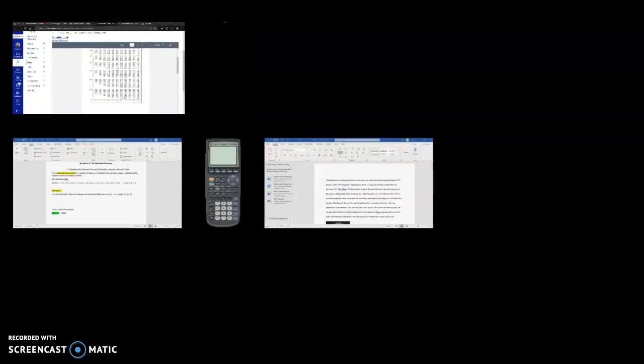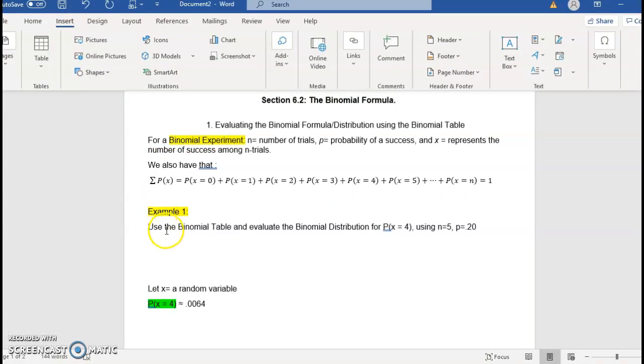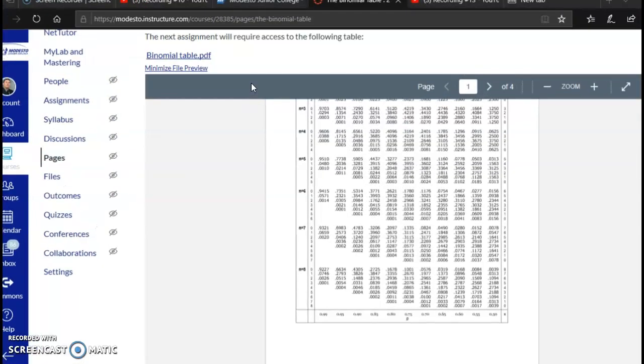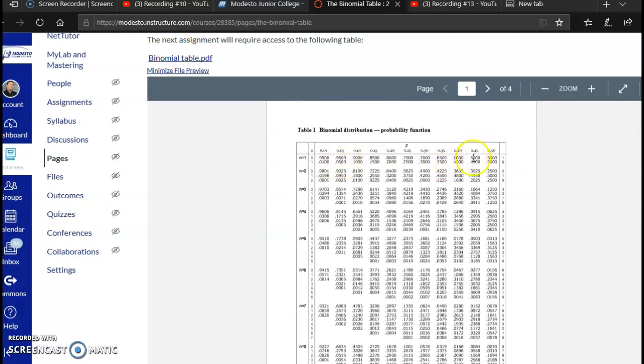Now, let's look at the first one. The first one is saying they want us to find the binomial probability by evaluating the probability of x equal to 4 among 5 trials, with p equal to 0.20. This is example 1 from the previous exercise. Now, this is how you're going to read it. Because the probability is 0.20, you're looking at the values on the top. 0.20 is less than 0.50, so you're going to be looking at this column. Then your n's are going to be here.